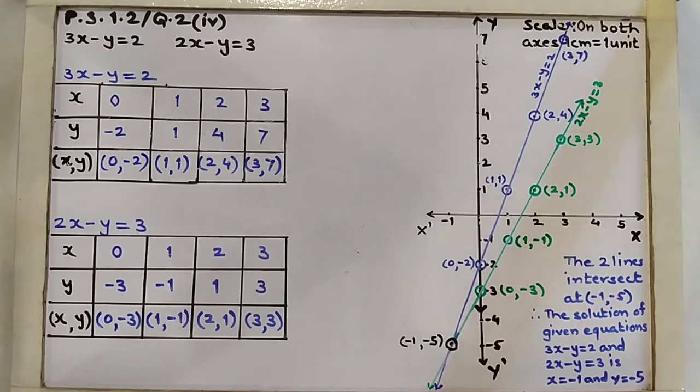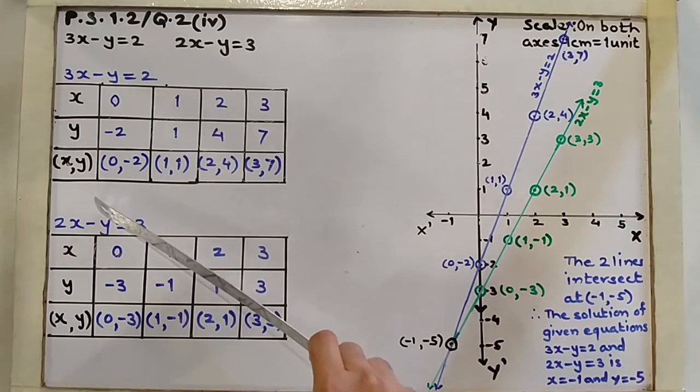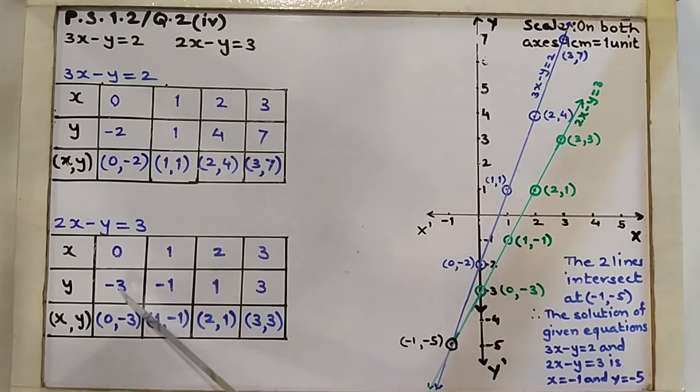So now we have plotted the points for the first equation. We will be doing the same for the second equation. The second equation is 2x minus y equal to 3. The procedure is going to be exactly the same. First, I have assumed the value of x as 0. Putting the value of x in the equation, the corresponding value of y is minus 3. So the ordered pair will be 0 comma minus 3.